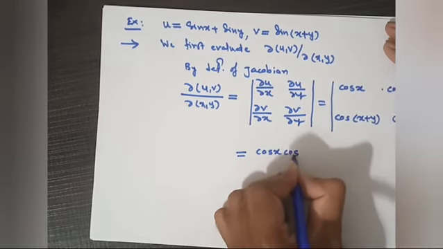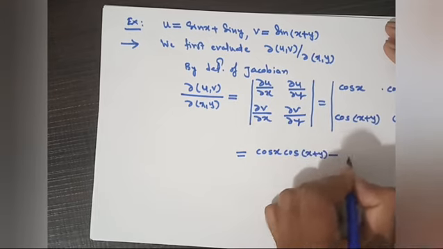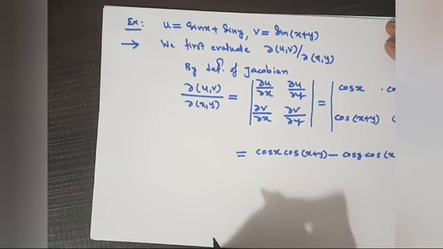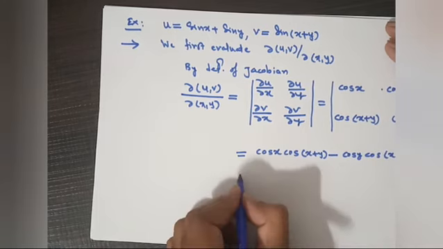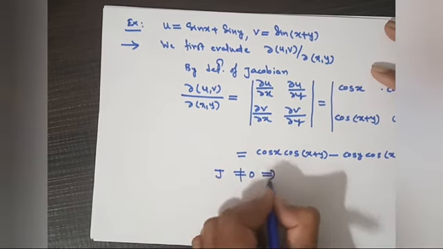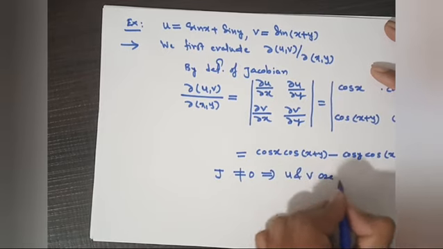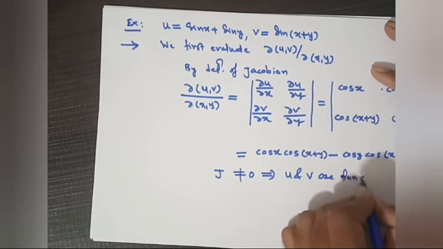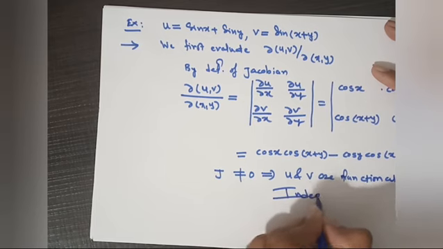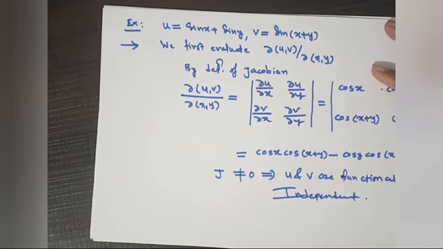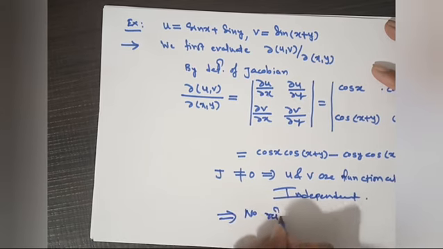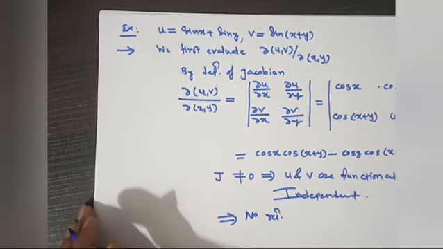we get cos x cos of x plus y minus cos y cos of x plus y. Now this is not equal to 0. So the Jacobian is not equal to 0, and hence we say that u and v are functionally independent. U and v are functionally independent, that is, there is no relation between u and v. Thank you very much.